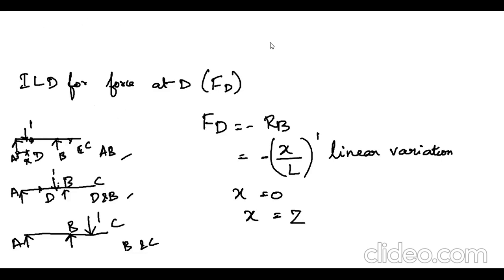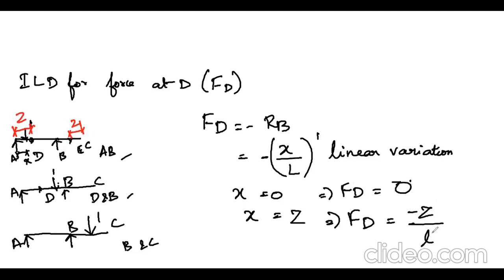Let me draw in different colors so that it will be easy for you to understand. The distance between the point A and D is denoted as Z, whereas the distance between the free end C and the point E is denoted as Z1. This we have seen in the previous diagram itself. Now I am going to apply x equal to 0 and x equal to Z. So the value of FD will be 0, and when x equal to Z it will be minus Z by L. Now you found the value of the force at the point D when we apply the unit load in the portion AD. Just keep it at one side.